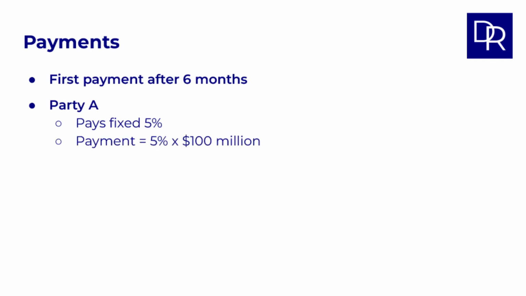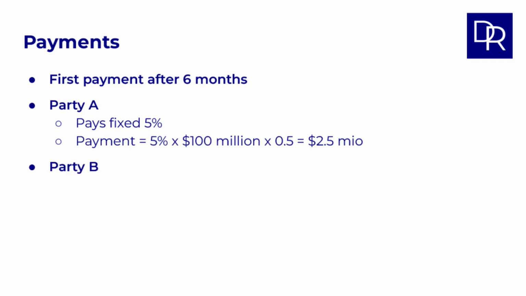The first payment will be made after 6 months. Party A always pays fixed 5%, so its payment is 5% times the notional amount of 100 million. But 5% is an annual interest rate. So to work out the payment, we also need to multiply by 0.5, as 6 months is half a year. So every 6 months, Party A pays 5% times 100 million times 0.5, which is $2.5 million.